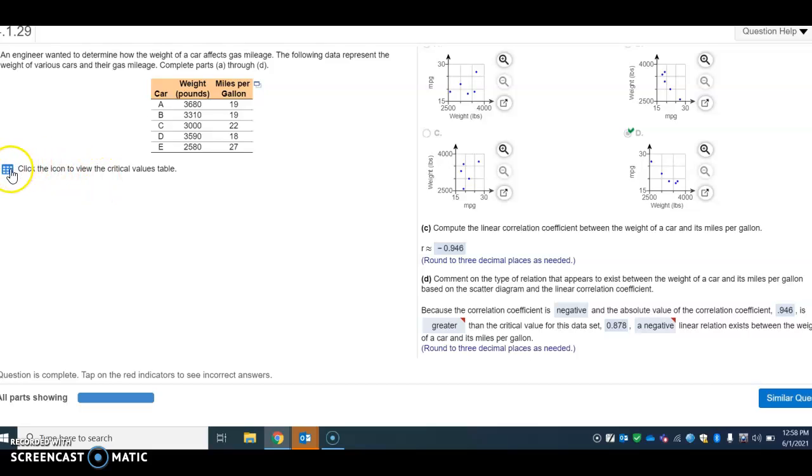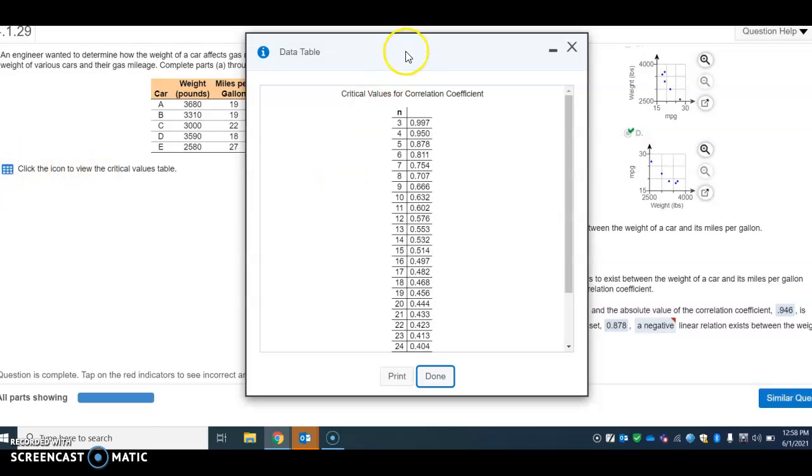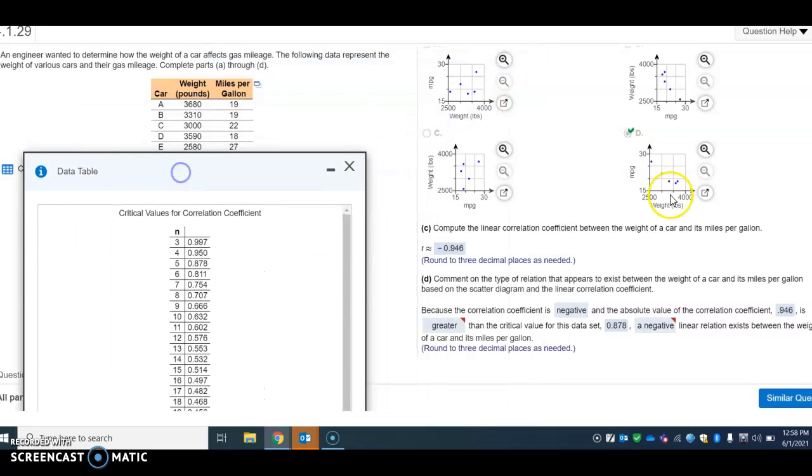So if I go back over here and open up the critical values, I want to compare this positive value to the critical values on this chart, which are all positives. That's why we drop the negative when we go to this chart. Now this problem had, if I count the points that we were given, 1, 2, 3, 4, 5 points. There were 5 data points. So I'll look on the chart for n equals 5, and I get a critical value of 0.878 from this chart. So I do have to use this critical value chart.